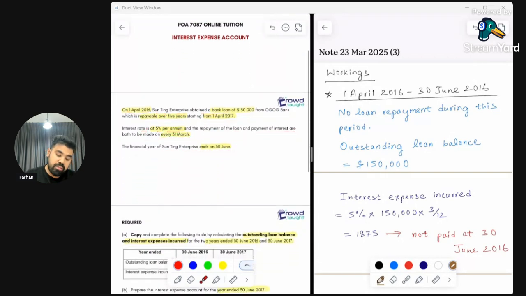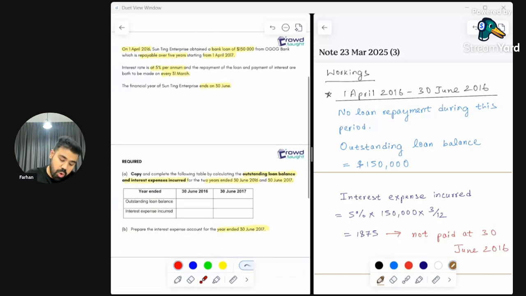So what we can understand based on the question is that this business took a bank loan of $150,000 on the 1st of April 2016, and this bank loan is repayable over 5 years, and it's repayable every 12 months starting 1 April 2017. The interest rate is 5% per annum, and every 12 months we are going to repay both the loan and the interest.